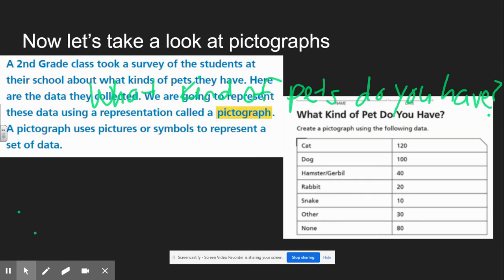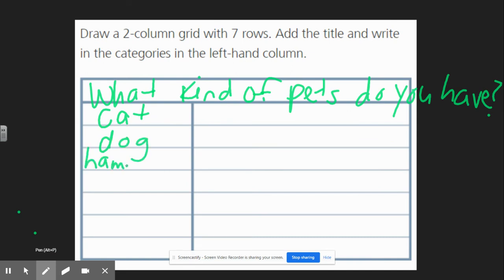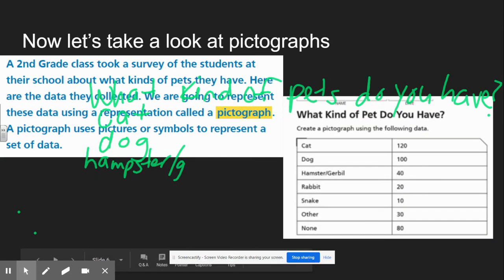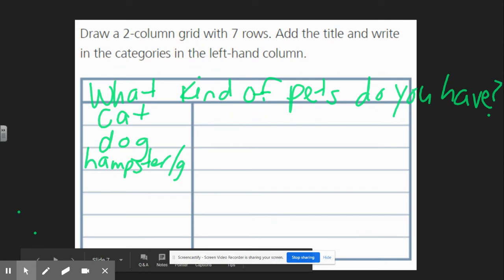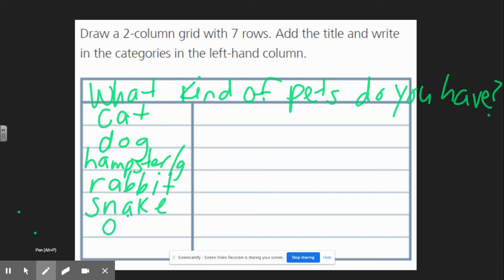So we have a cat, dog, hamster, gerbil. So I'm going to write cat, dog, hamster, and then we also have rabbit, snake, other, and none. Rabbit, snake, other, and none.